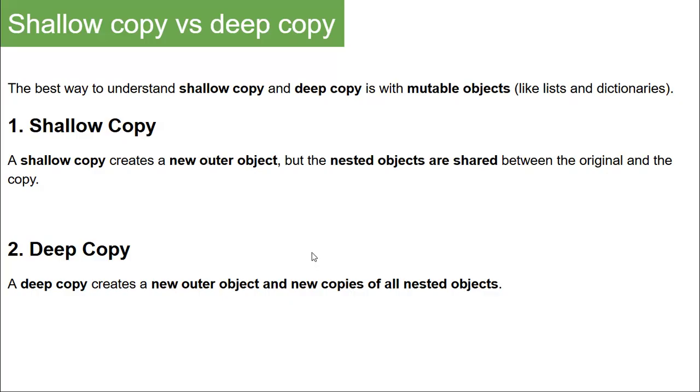Okay, this is just the statement. Try to understand what is meant by shallow copy and deep copy. Shallow copy also creates a new outer object. Deep copy also creates a new outer object. And in the case of nested objects, they will be shared between the original and the copy, which means shallow copy. Next, deep copy means it will create new copies of all nested objects.